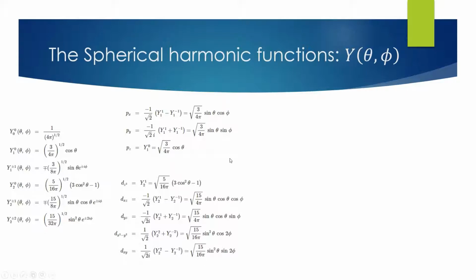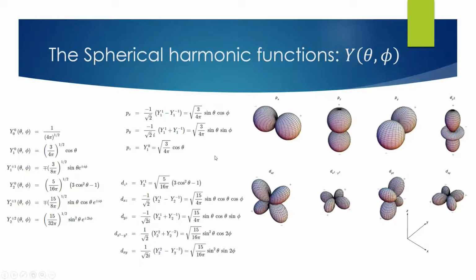Now, if we wanted to plot what these equations look like, we would get, as we imagine, the orbital shapes. So we remember these shapes from orbitals. We have px pointing in the x direction, pz pointing in the z direction, py in the y direction, and then we have these funky d orbitals, including this dz squared, which has this nice loopy thing here.